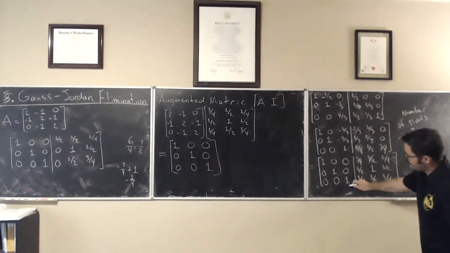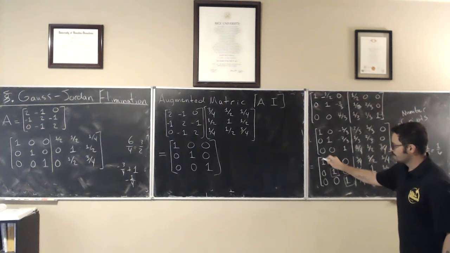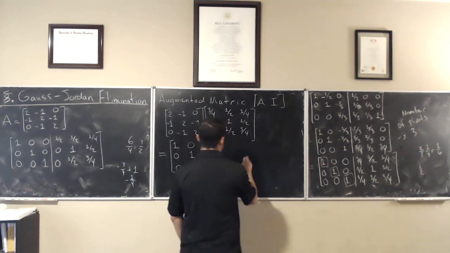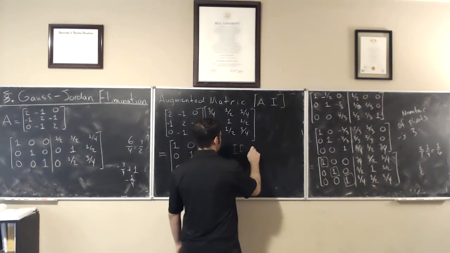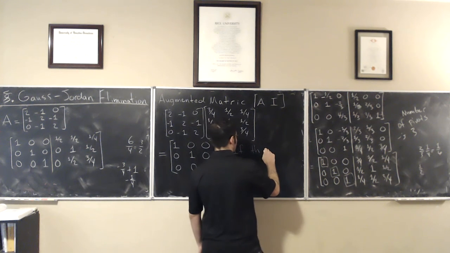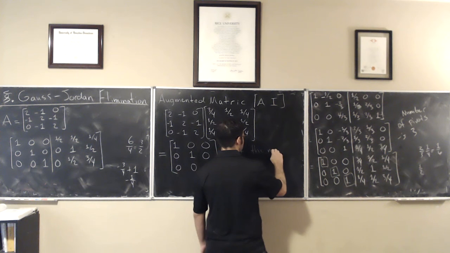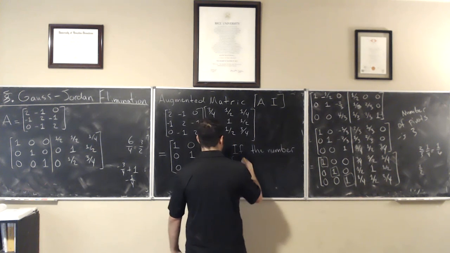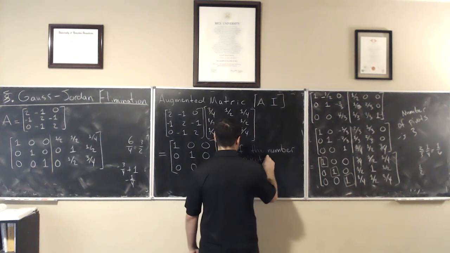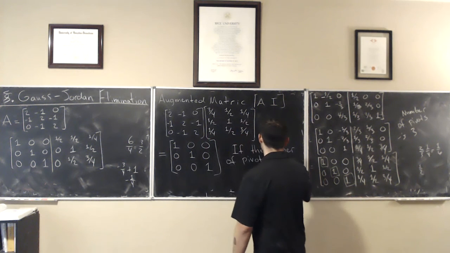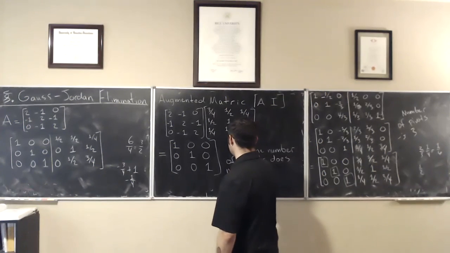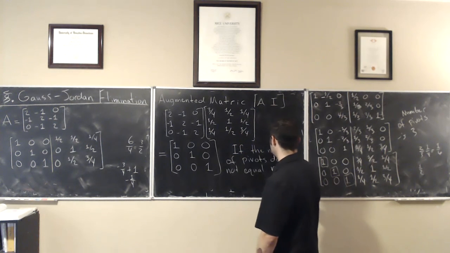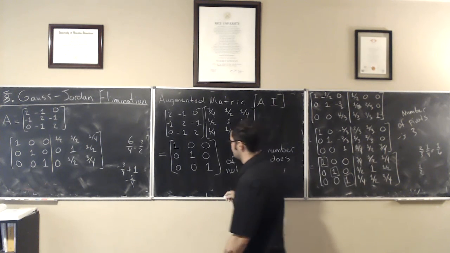So the pivots are where you get your ones along the diagonal. And the important thing is that if the number of pivots does not equal n, the number of columns, it's not invertible.